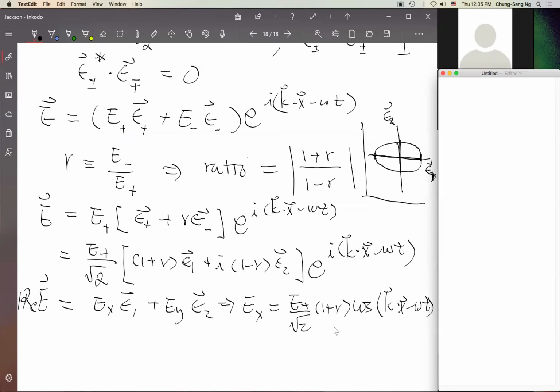Okay, and then likewise, the y direction, the real part, right? The y part is the E2. So you have i, so you need the imaginary part of that. So the EY will be equal to negative of E plus over square root of 2, 1 minus R and sine k dot x minus omega t.